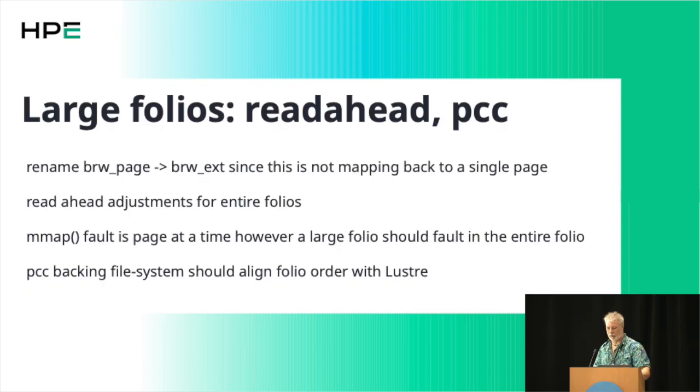And then we have another caveat with PCC. The backing file system should align the folio, our folio order. So when we set up Lustre and we say, oh, we take large folios of a certain size, we tweak the PCC backend to do the same thing.